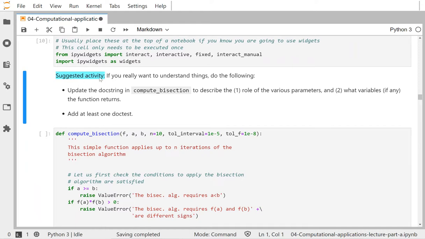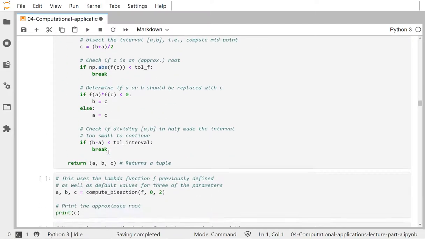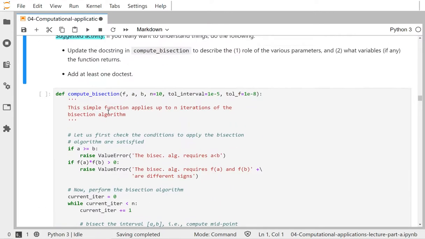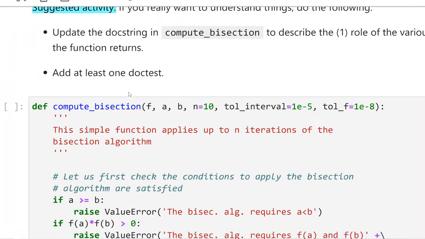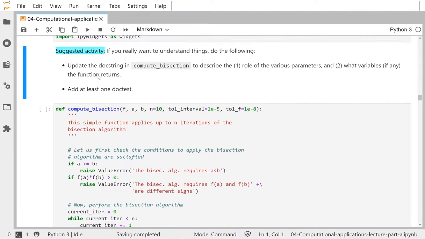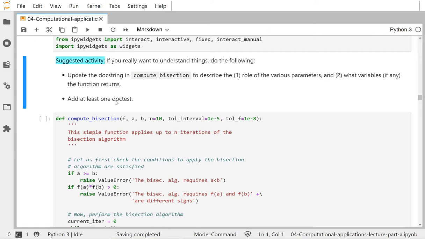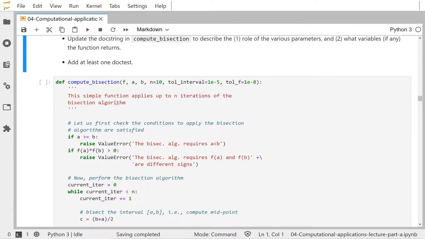And now I'm giving you some suggested activities before we begin. I think you should update the doc string in compute bisection in this function that I've defined below to describe the role of the various parameters and what variables, if any, the function returns. So you should look at what this is, and we'll go over it in terms of what it returns and everything, and think about what a useful doc string would be for this, and also consider adding at least one doc test. So I highly recommend you doing that. It's not required, but I think if you do that, you will understand things much better.